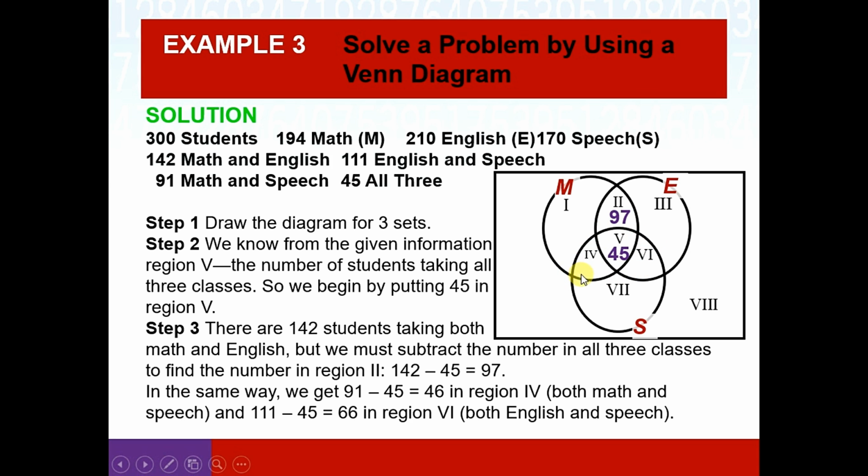So in the math and speech, there are 91. However, we already have our 45 students. So again, we subtract 91 to 45 and that gives us 46. And this 46 will be the value in our region 4.